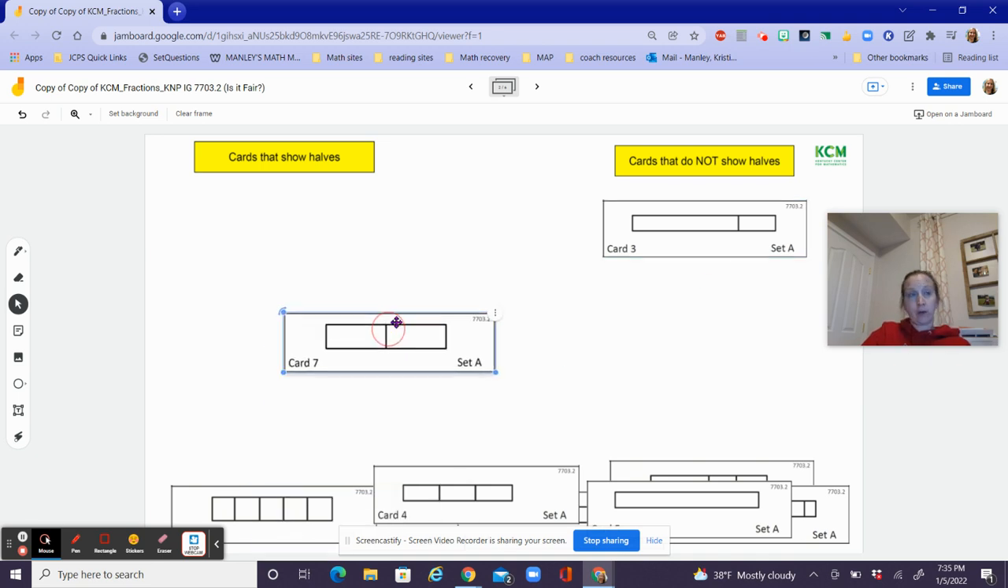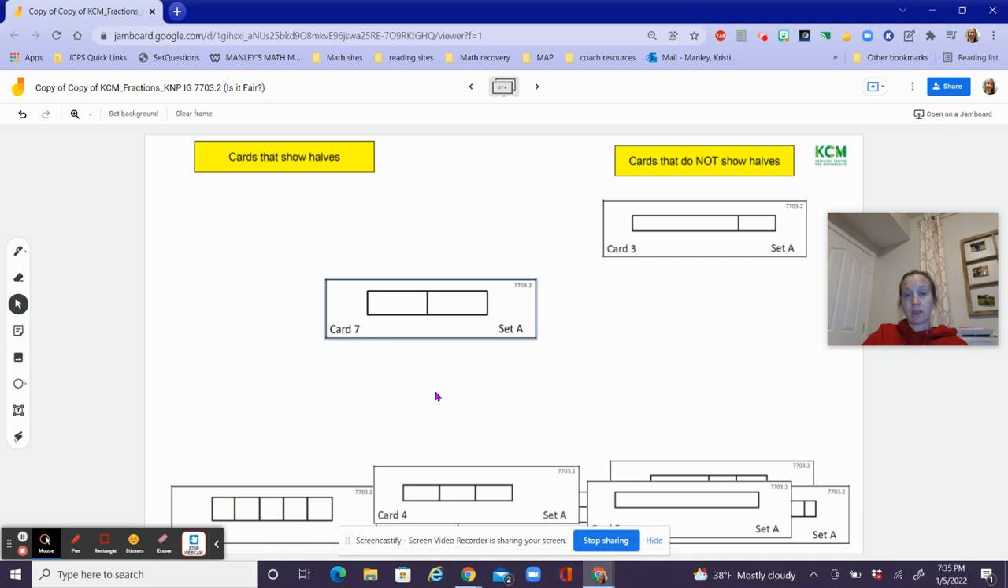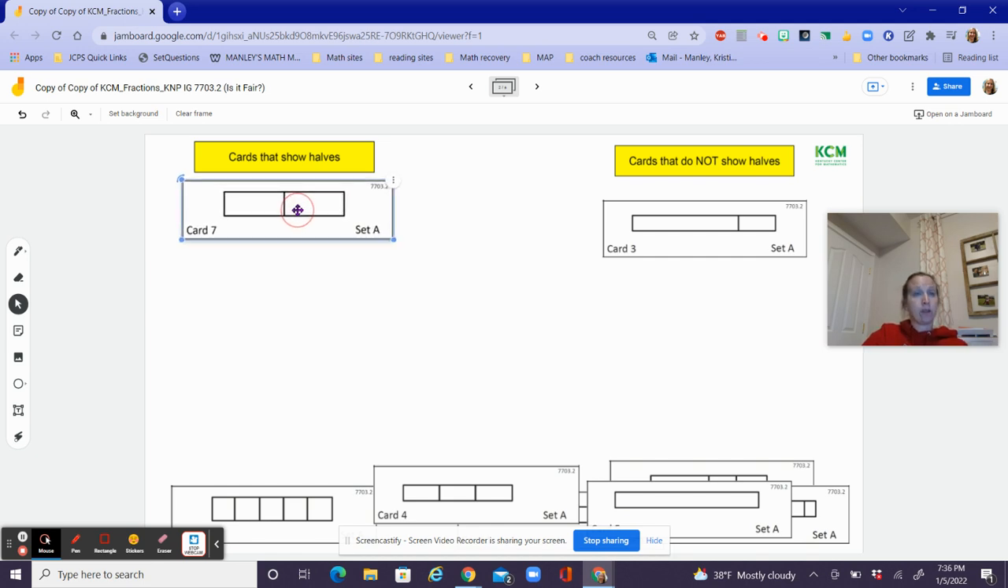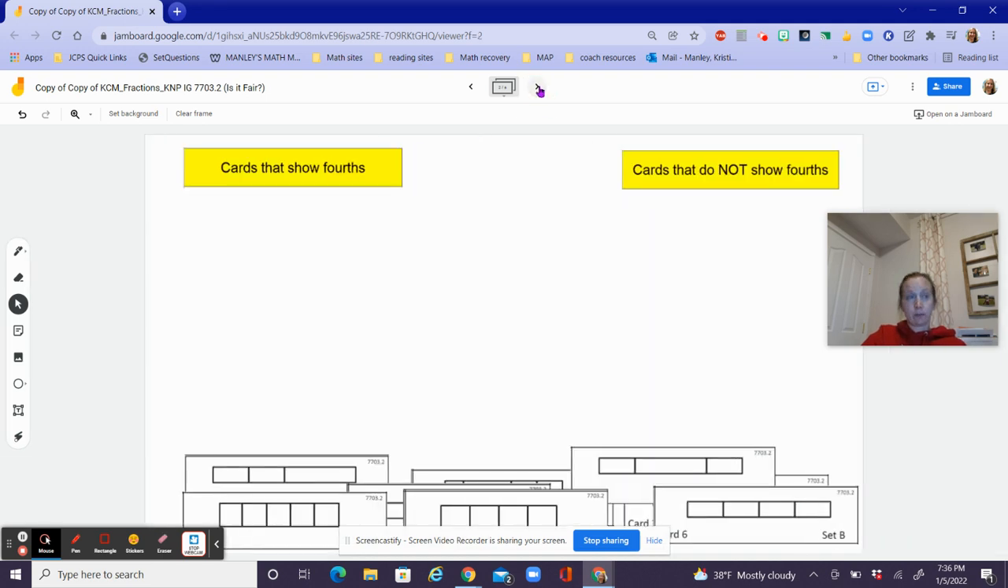Now I'm going to pick another card. Do I have two pieces? I do. So that does fit the definition of halves. The other part, though, we have to ask, are the pieces the same? Looks the same. So that would be sorted over here. You would continue to sort all of your cards. When you finish this, then you would go to the next slide.